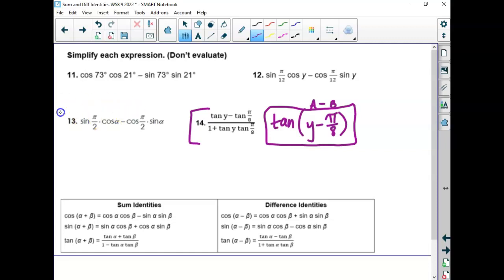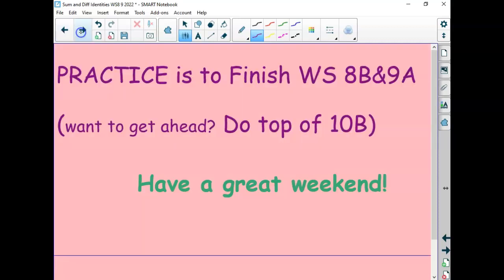So like even number 11, which has all numbers, let's see, cosine minus sine would be what? 73 plus 21, which would be the cosine of 94. Did I add that right? So this is all I want to see. Don't type it in your calculator or anything, but a lot of them are going to have a variable in it, so you're not going to be able to type it in the calculator anyway. Okay? Is that it? Yep. Okay.